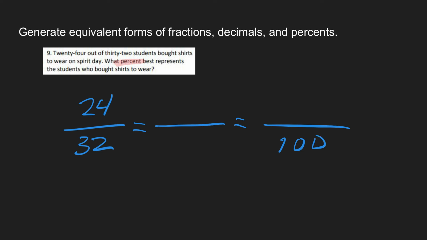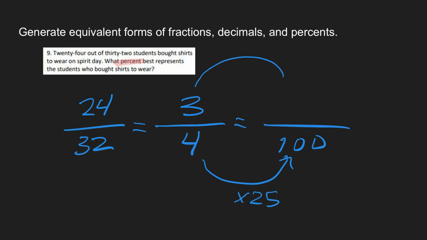So I know that we can divide both of these by 8, right? 24 divided by 8 would be 3, and 32 divided by 8 would be 4. And most of you know that one, but if not, we're going to do times 25, times 25, and we get 75 hundredths, which, again, we're looking for a percent. 75%.